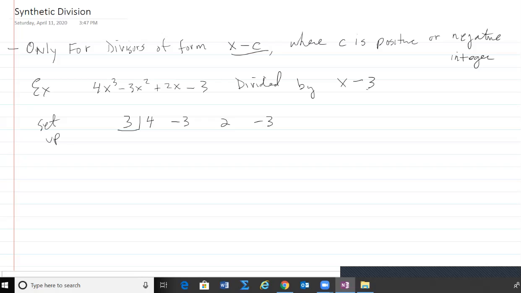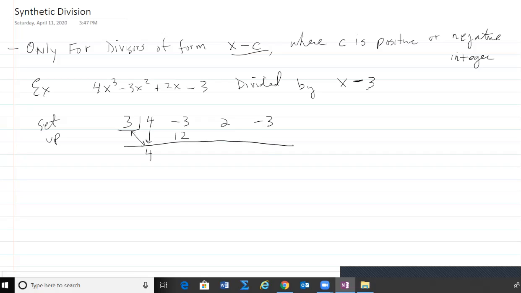I'm going to ignore the minus. I like the minus there, but I'm going to take a 3 only and put it over here. I'm going to draw myself a line across here. Then I'm going to move this 4 down here, bring it down. Then I'm going to multiply this times this. 3 times 4 makes 12, and I'm going to put it over here.